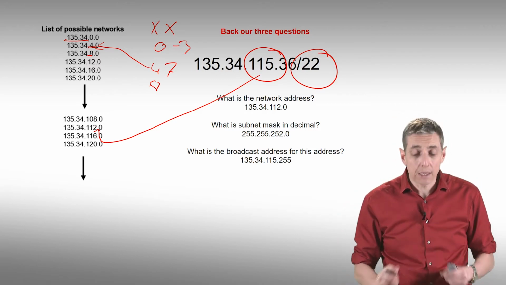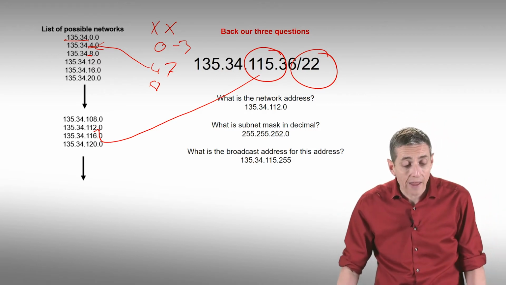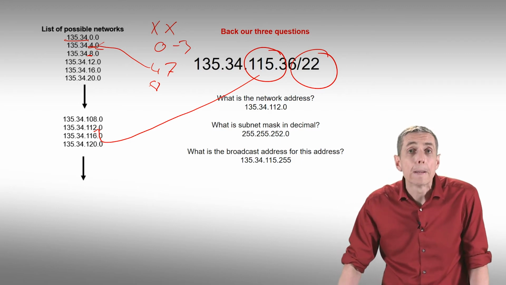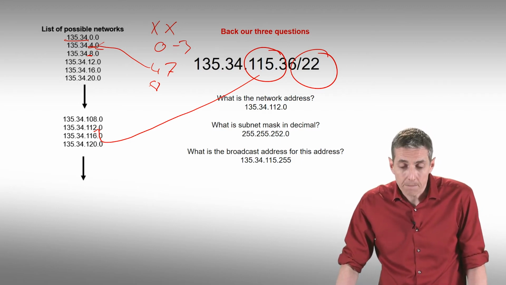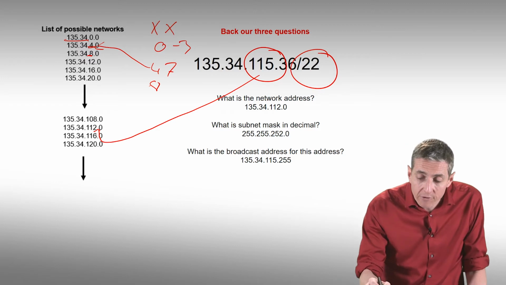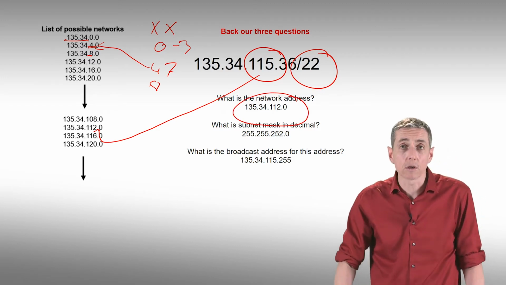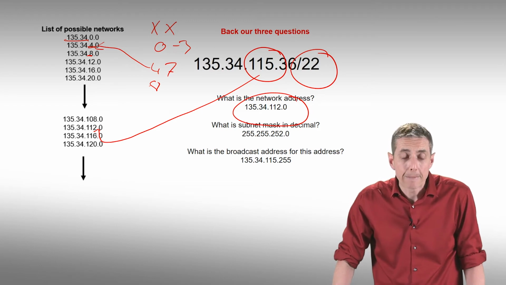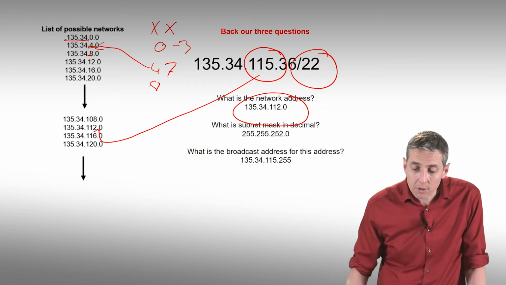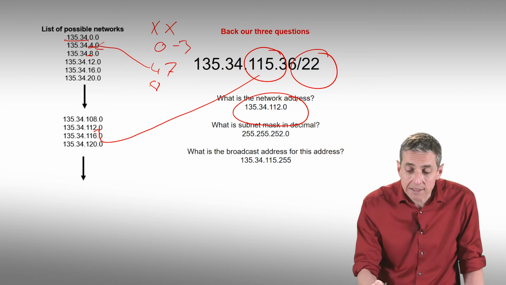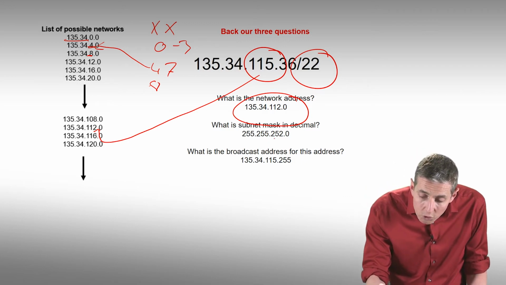That's where that IP is going to be, right in there. It's going to be in that network in there. Okay? So, what's the network address? 135.34.112.0. Okay? What's the broadcast? What's the new subnet mask? Well, needless to say, now it's going to be up to 252.